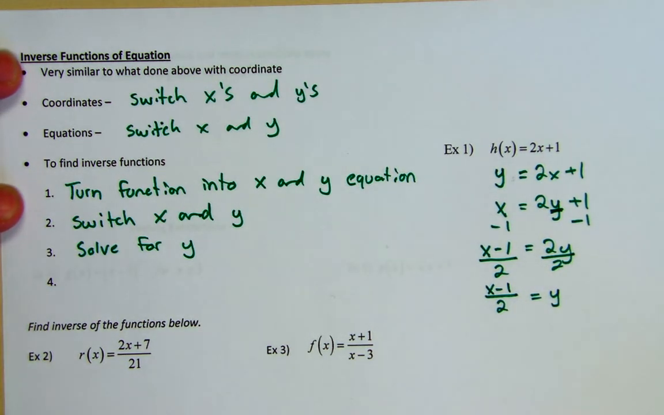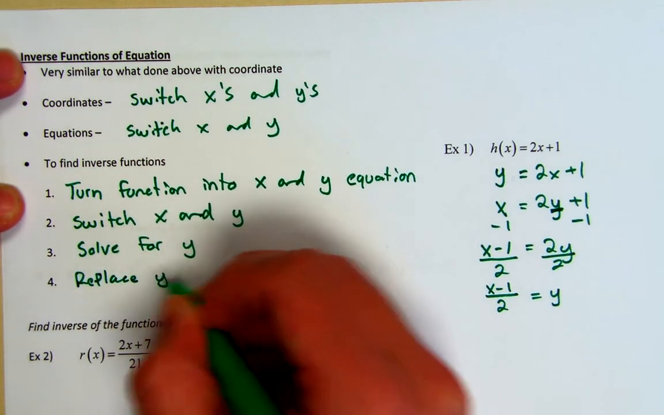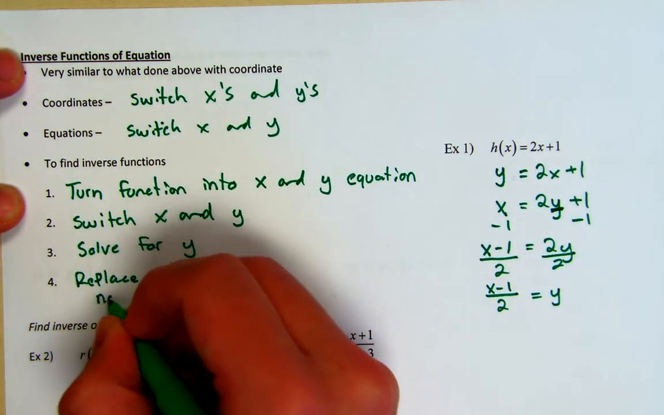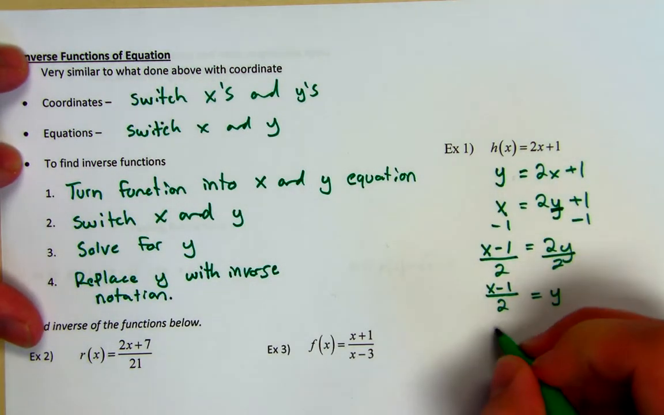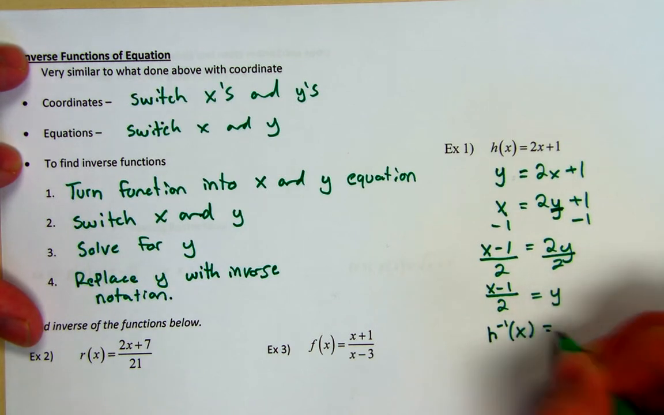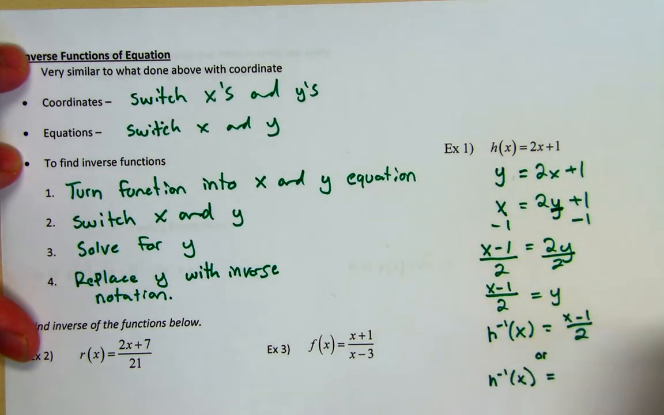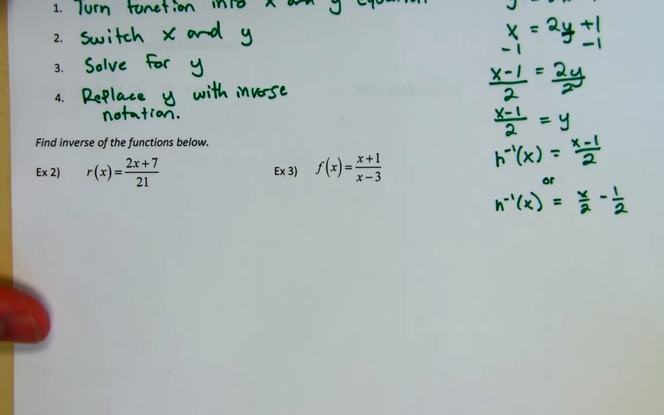And my last step is to replace y with the inverse notation. So since I started with h of x, I'm going to turn this into h inverse of x equals x minus 1 over 2. Or I could write h inverse of x equals x over 2 minus 1/2. Both of these are acceptable answers. So now let's do some examples, finding the inverse functions here.